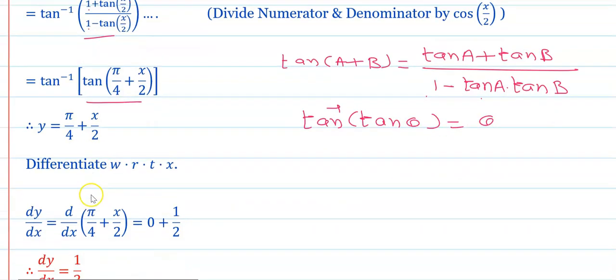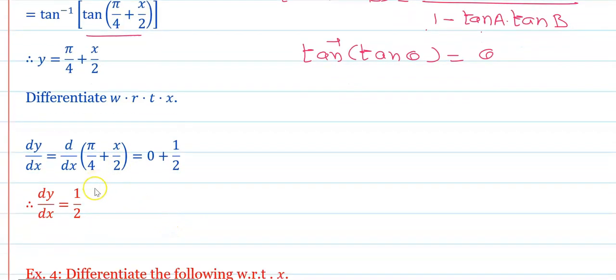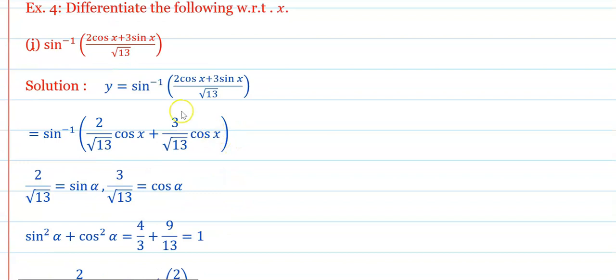Now differentiate this with respect to x. Pi by 4 is constant. Derivative of x is 1, that is 1 upon 2, and hence dy by dx is equal to 1 by 2. Now the next, differentiate the following with respect to x: sine inverse of 2 cos x plus 3 sin x upon root of 13.